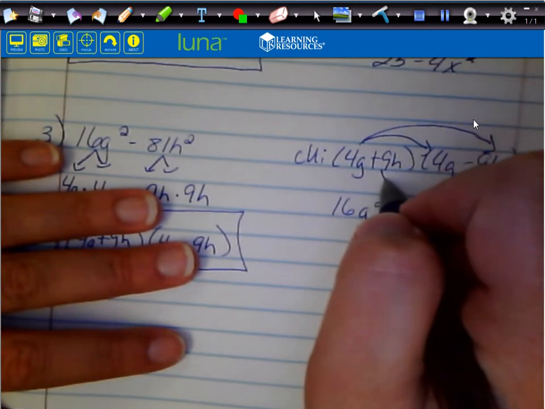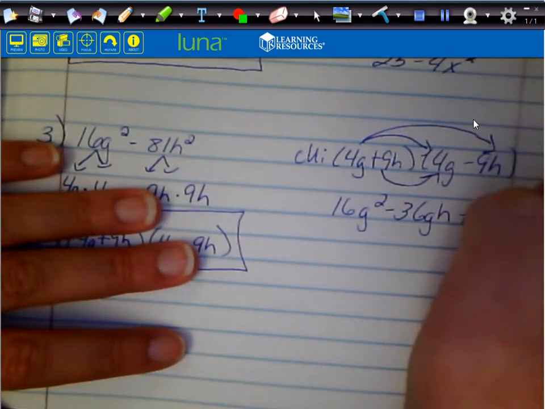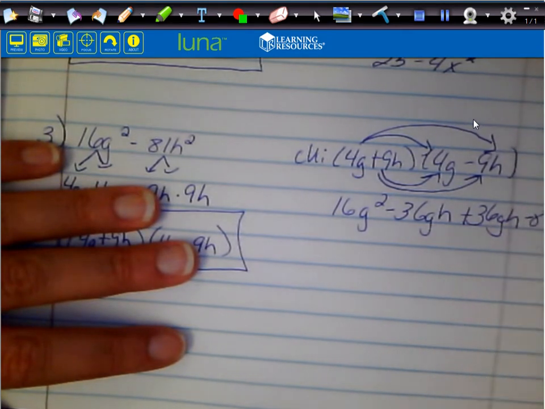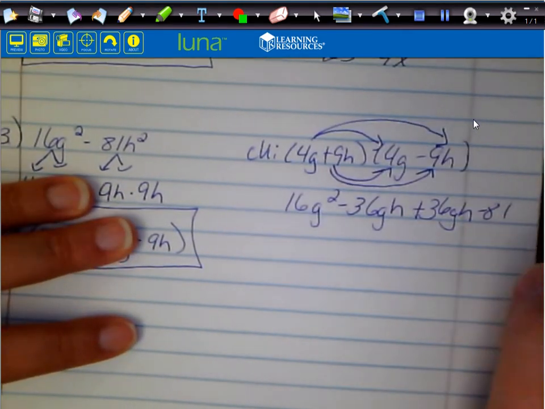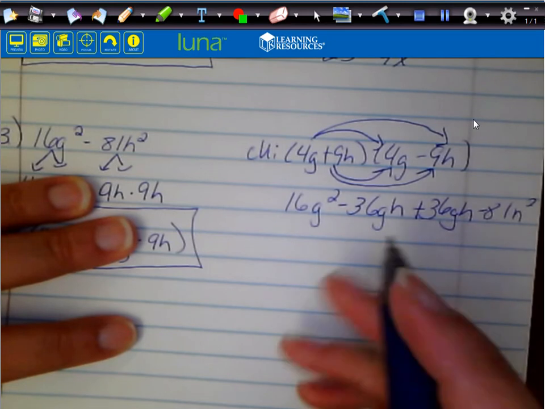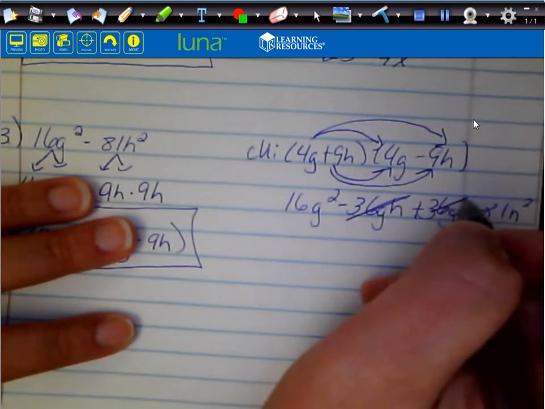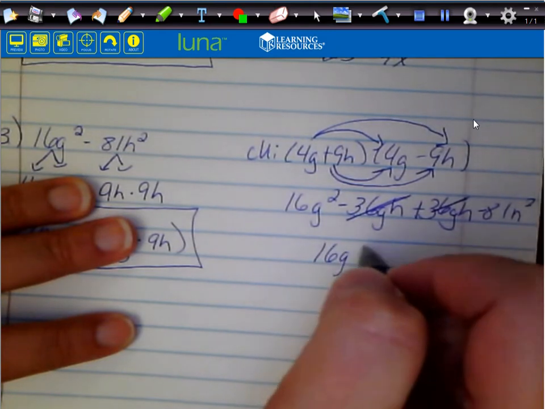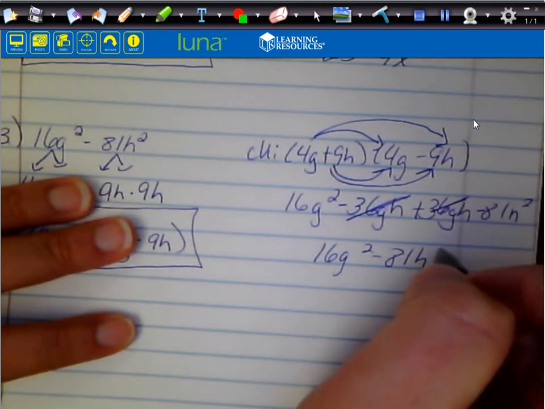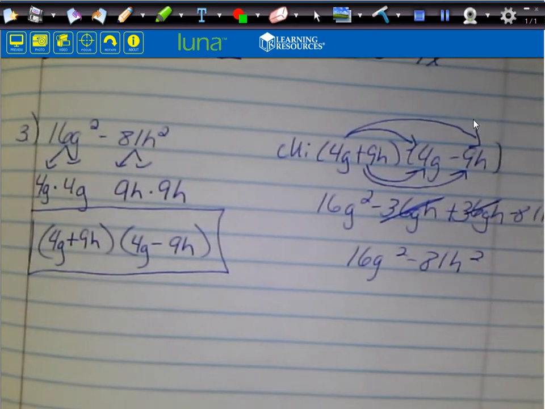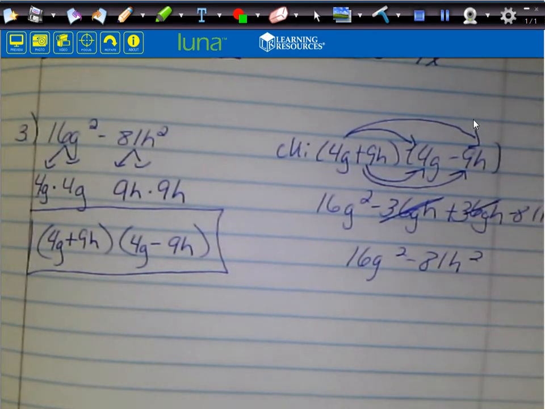If I go here, 9h times 4g, again, is a positive 36gh. And here, 9 times negative 9 is negative 81. And then h times h is h squared. I have negative 36gh and positive 36gh, so those are going to cancel, and I'm left with 16g squared minus 81h squared, which is exactly what I started with. Please make sure that you have the work and the check for number 3 before you move on.